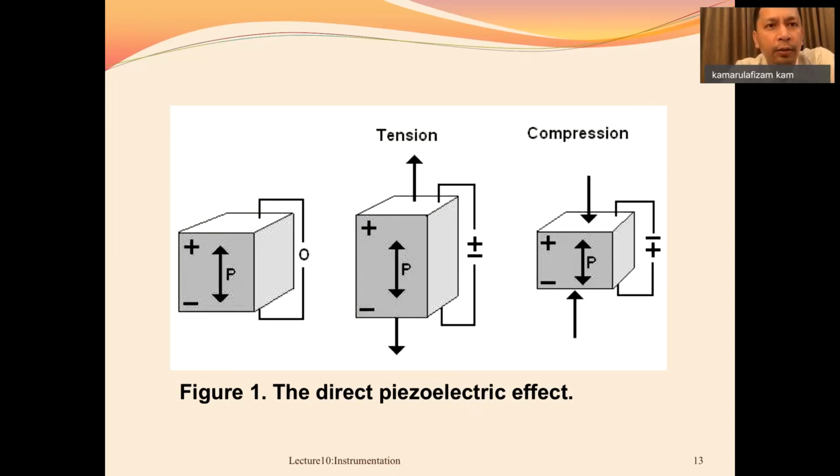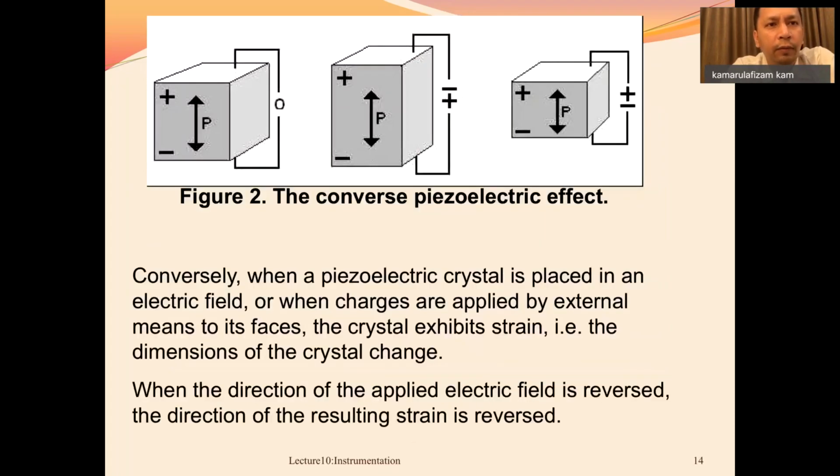Just now when you give tension, you have positive on the top, you have negative at the bottom. But when you give compression to the material, you are reversing the electricity. So this is the direct piezo effect. This one is the converse. Converse meaning that if you give 0 voltage, you can basically observe the size of the piezo material.